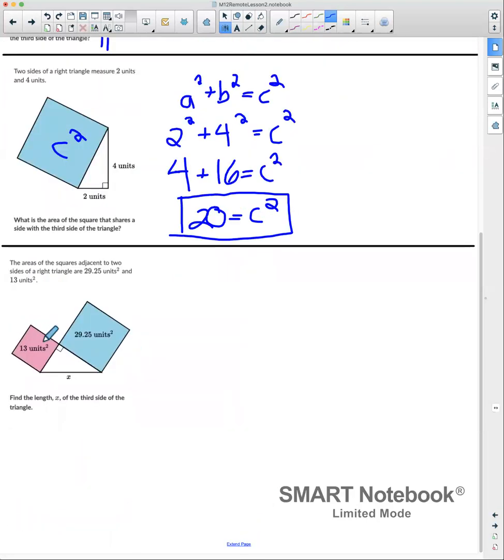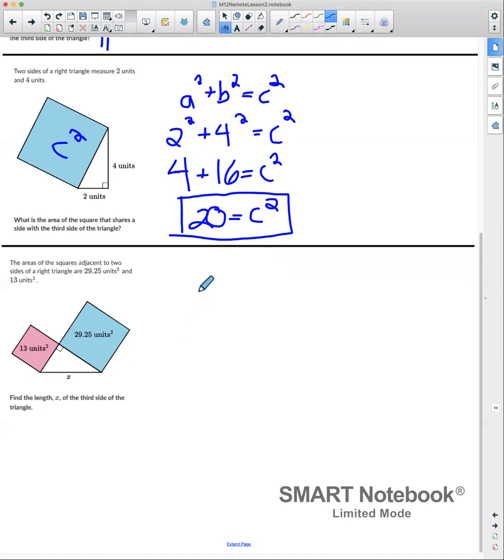All right, and then this last one. The areas of the squares adjacent to two sides are 29.25 and 13. Okay, so they give us the two legs. We have to figure out the hypotenuse. So find the length of the third side of the triangle. So I'm just trying to figure out what c is. This is going to represent c, the length. Not the area, but the length.